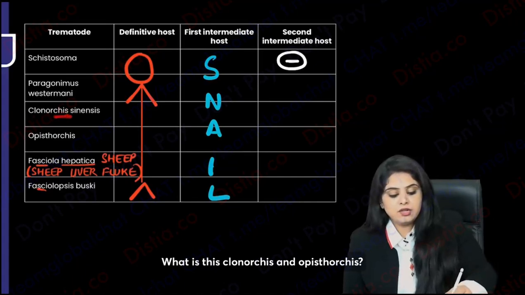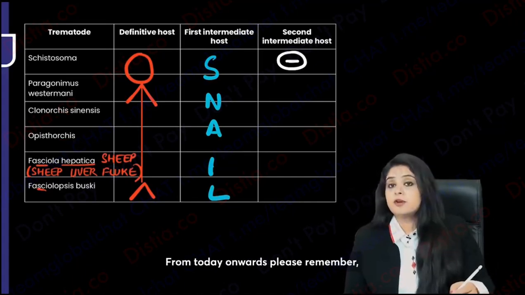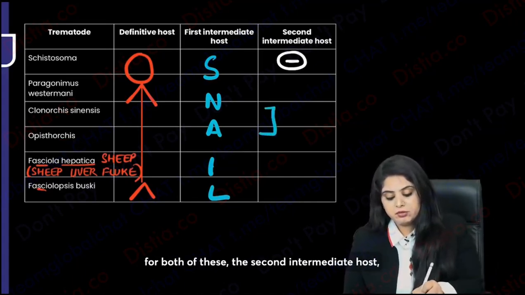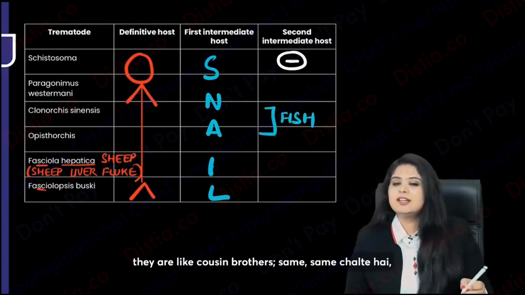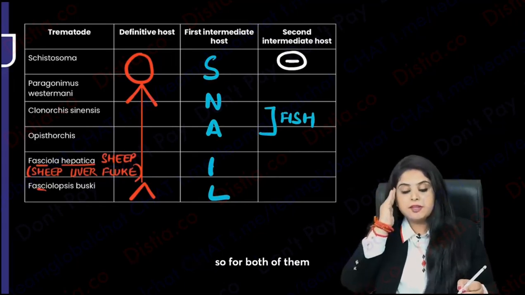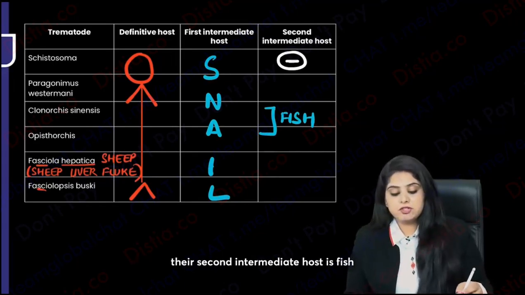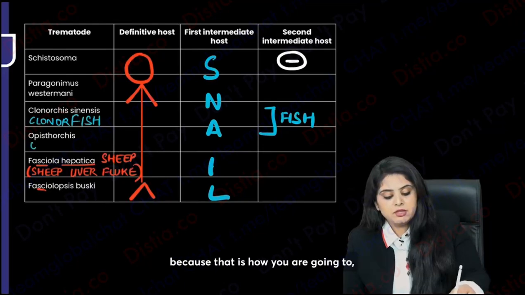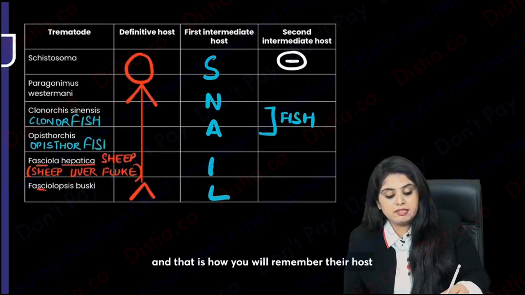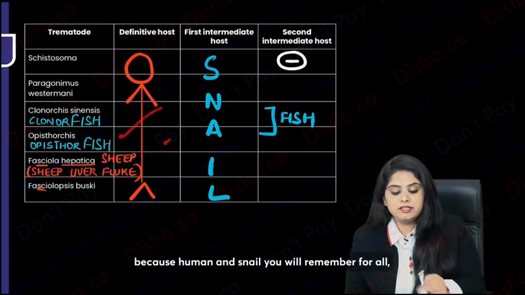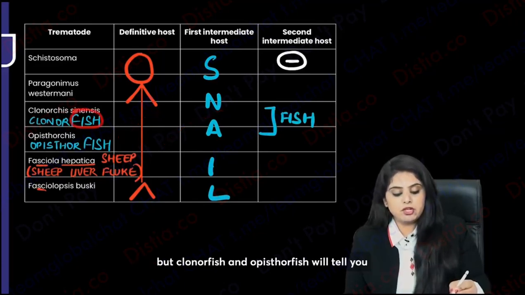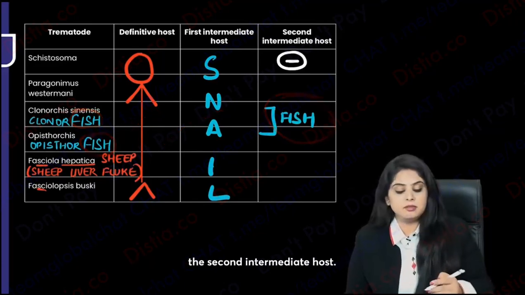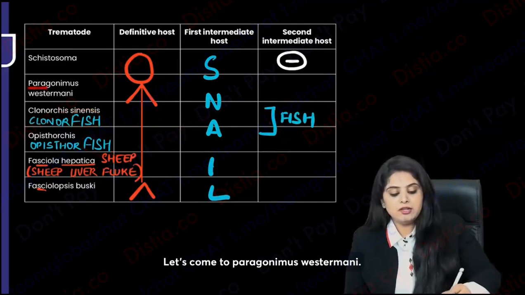What is this? Clonorchis and Opisthorchis. From today onwards, please remember for both of these, they're like cousin brothers, the second intermediate host is the same. For both of them, the second intermediate host is fish, and from today onwards you will learn these as clonorfish and opisthorfish, because that is how you will remember their host. Human and snail you will remember for all, but clonorfish and opisthorfish will tell you the second intermediate host.